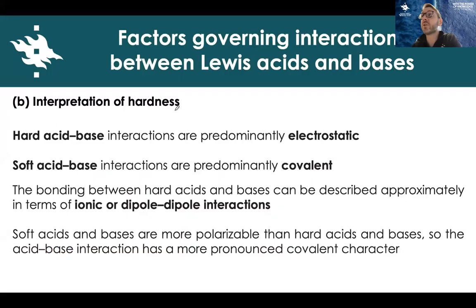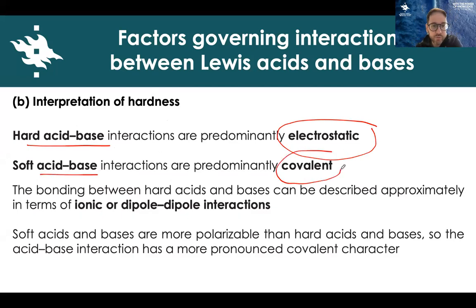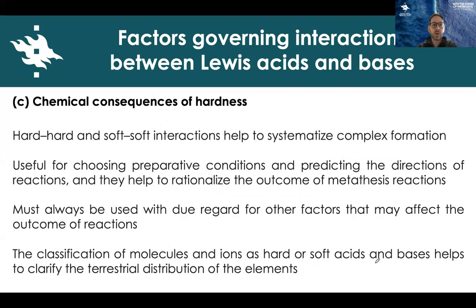So the interpretation of hardness is that the hard acid-base interactions are predominantly electrostatic, while the soft interactions are predominantly covalent, and the bonding between hard acids and bases can be described in terms of ionic or dipole-dipole interactions, and soft species are more polarizable, and in this case, they have a more prevalent covalent character.